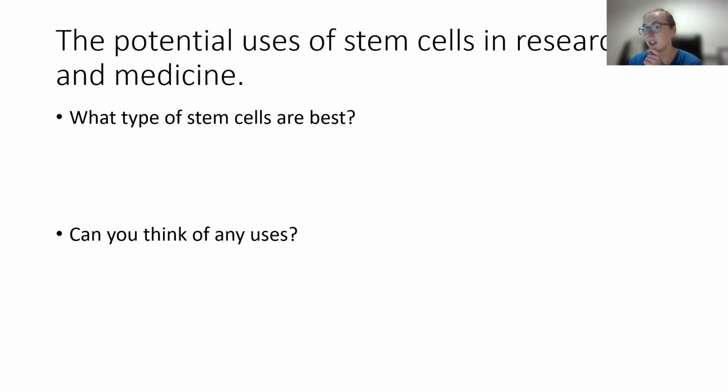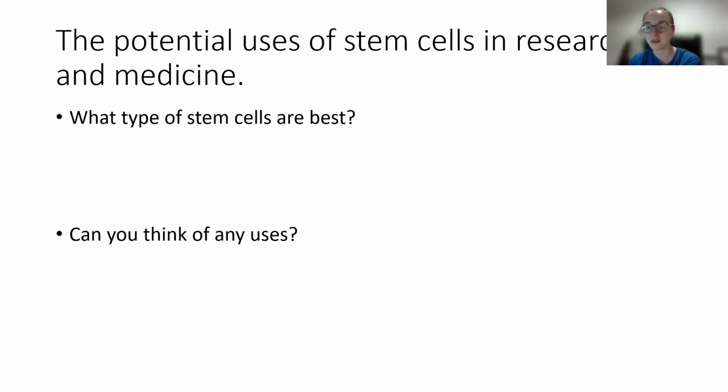Oh, one thing, I'm just looking at the OCR specification. It says to include the repair of damaged tissues. Damaged tissues could be the spine, or if someone's had a heart attack, that's a damaged part of the heart, and you can give them stem cells that can differentiate into cardiac muscle. They've also put the treatment of neurological conditions such as Alzheimer's and Parkinson's.